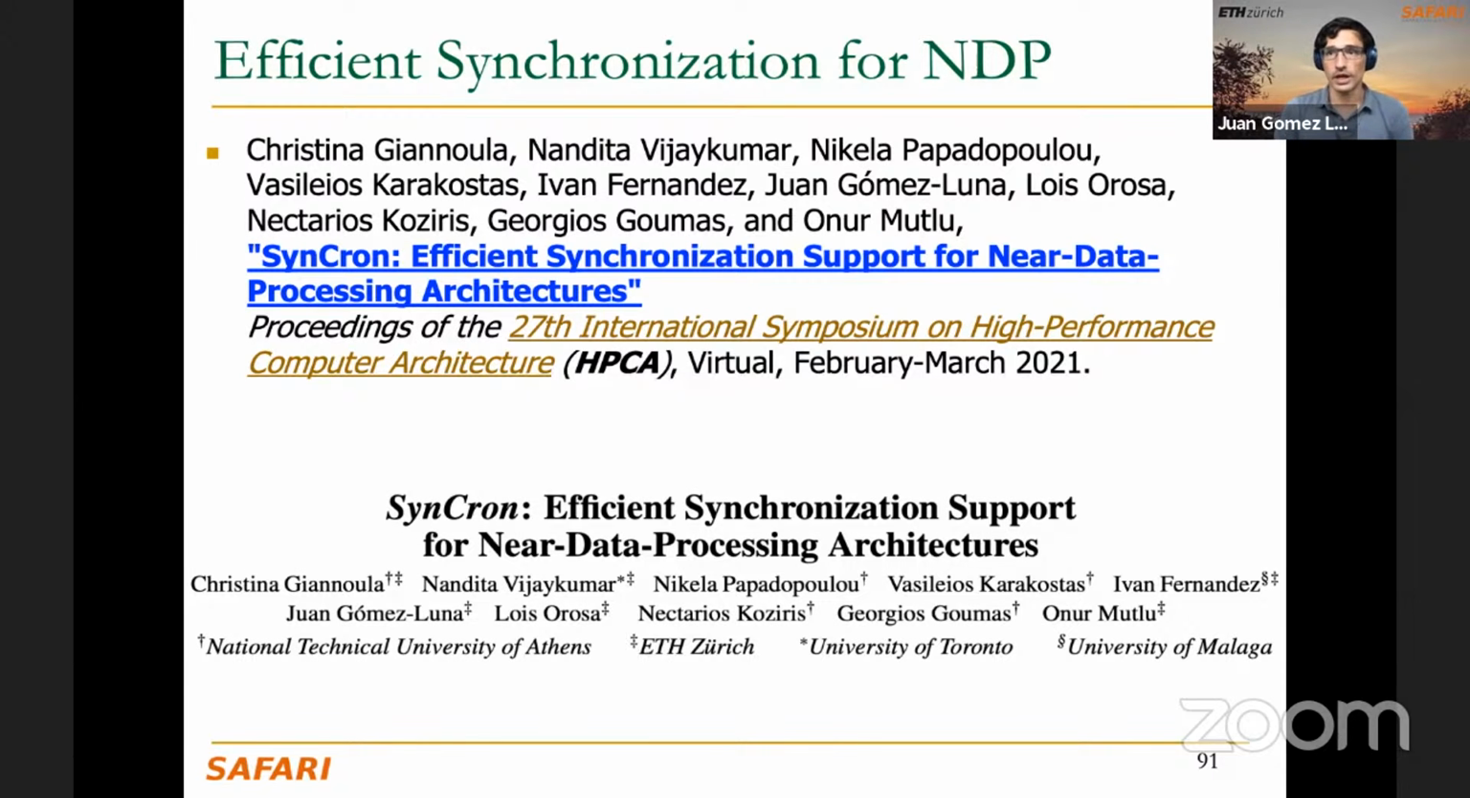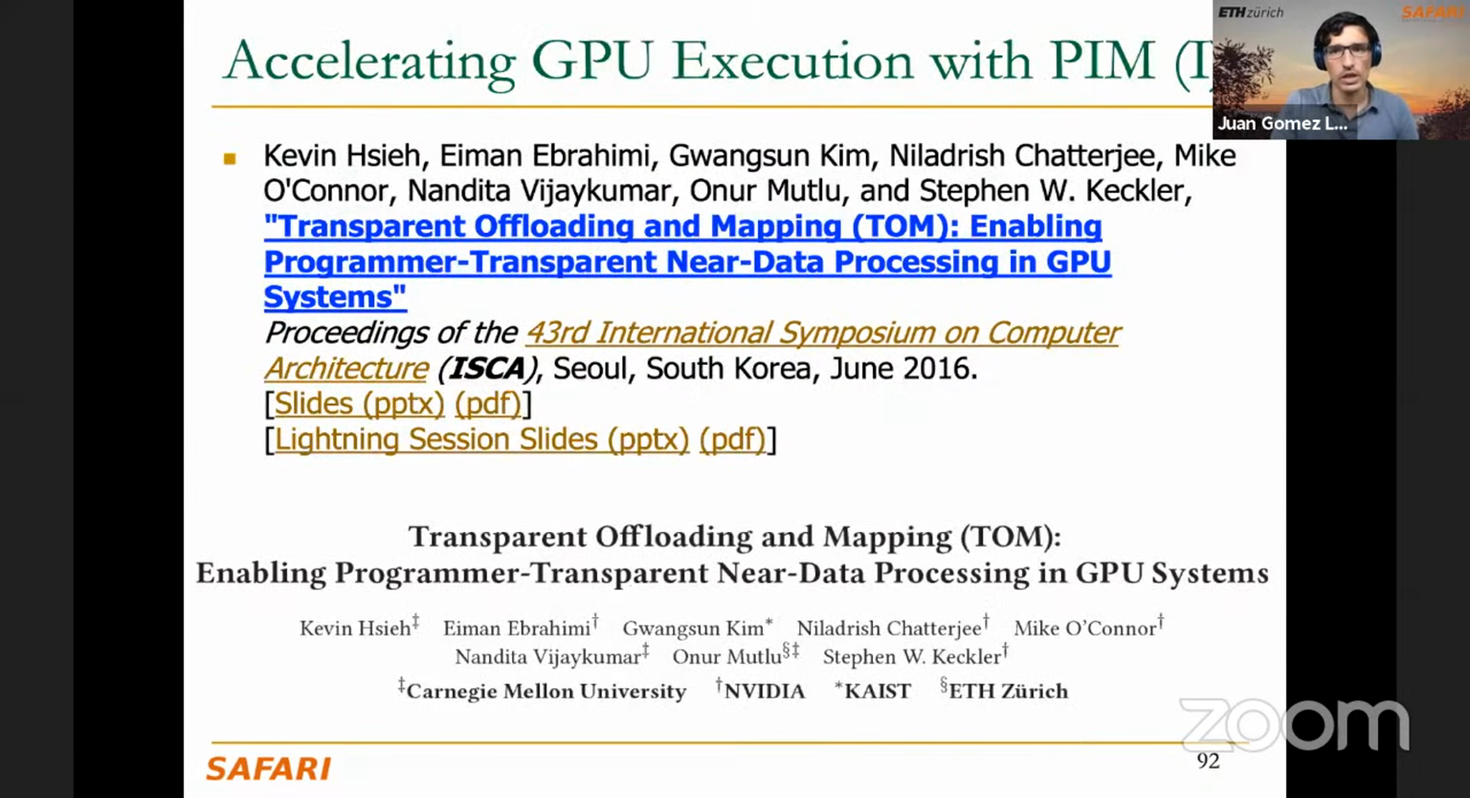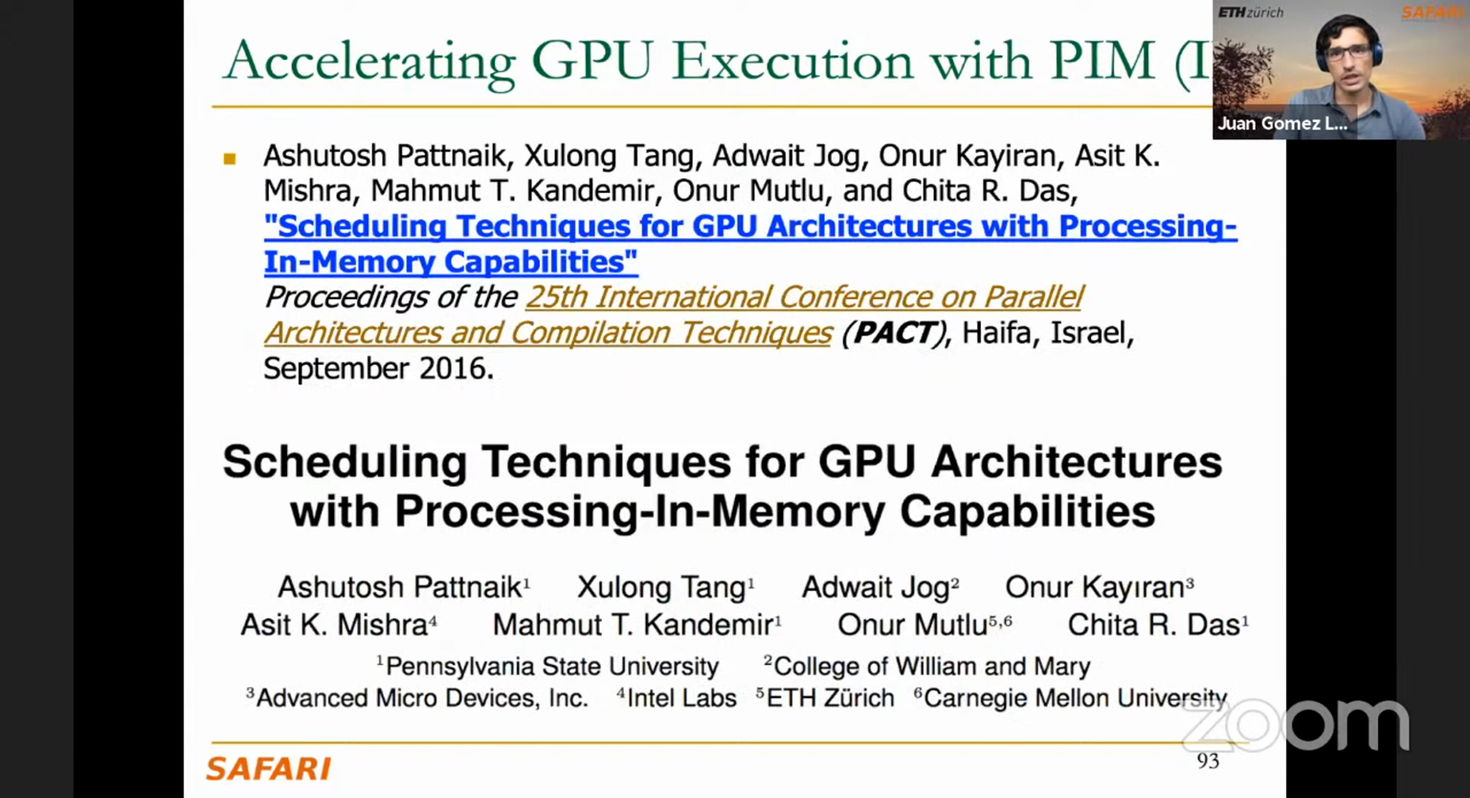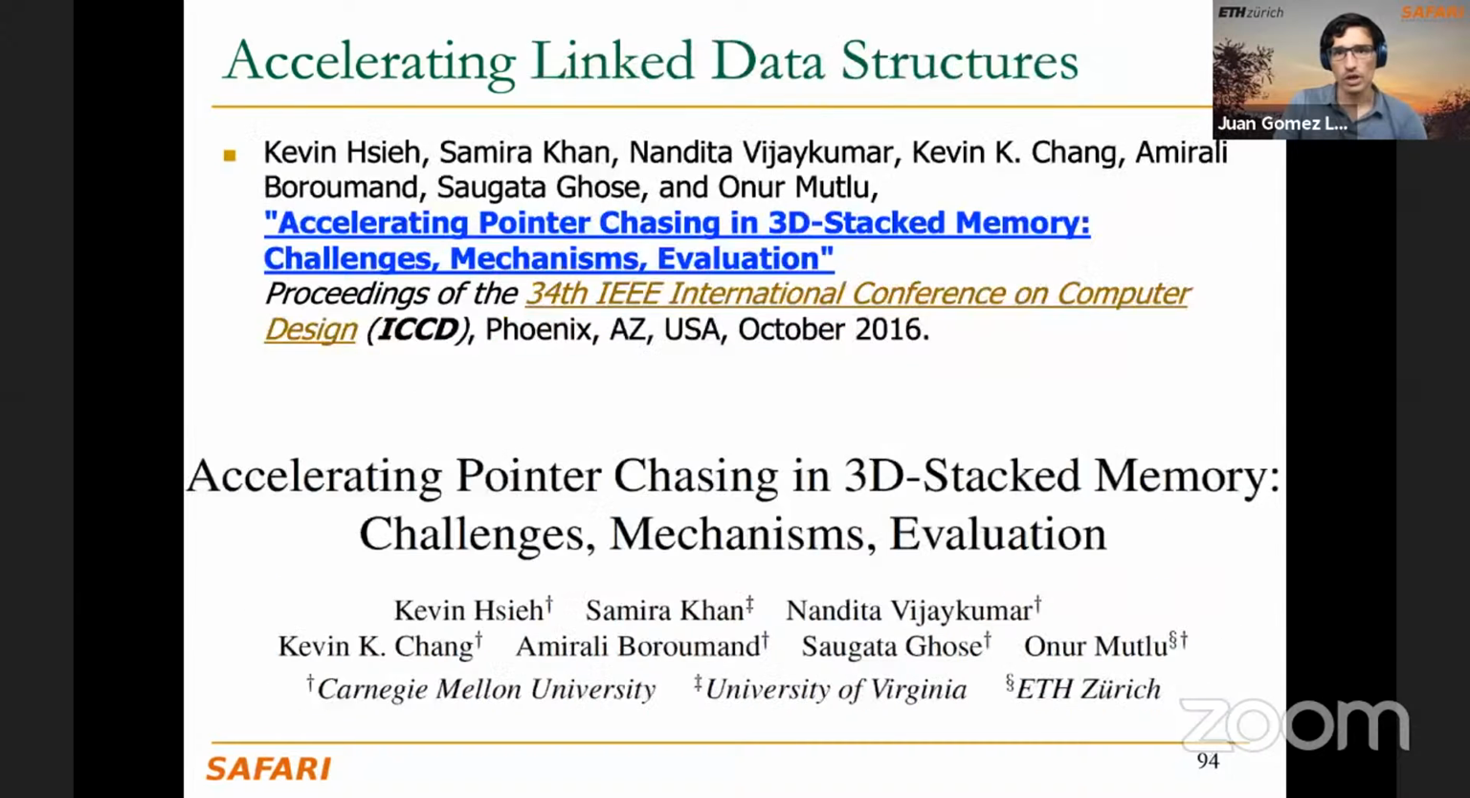So think about the architectures that we are discussing. We are talking about the Tesseract architecture, for example, that is composed of multiple cubes, and these cubes have small processors that need to communicate among each other. We also want to do that in an efficient way, right? And there are also proposals not only for CPU systems, but also for GPUs, like for example the Tom paper published in ISCA 2016, or these scheduling techniques for GPU architectures, and many more, as you can find in this presentation, for specific workloads, like for example pointer chasing operations.